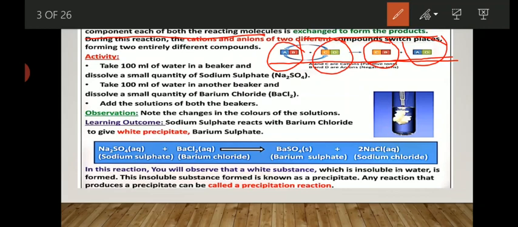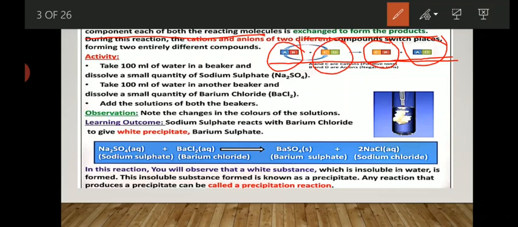So we can define it as a type of chemical reaction in which one of the components of both reactants interchange or exchange their place in order to provide entirely new products with new properties. Now let's understand it with one activity.